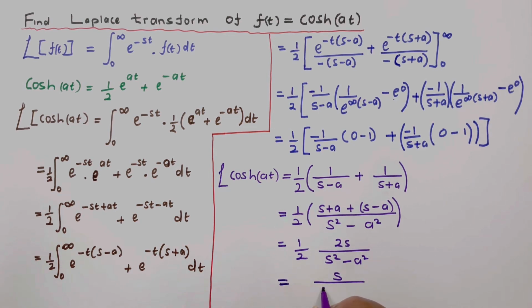over s squared minus a squared, and that will be the Laplace of cosh at. So that will be the derivation for that. So we can put that in a box.